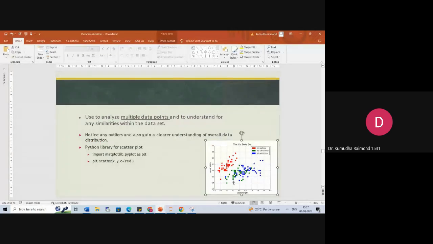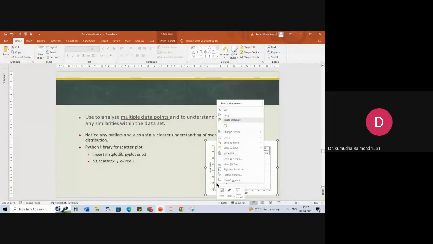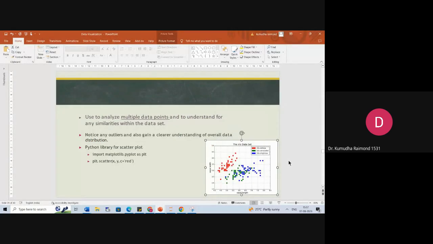For example, this particular plot talks about Iris setosa, Iris virginica, Iris versicolor. If you remember, there is an Iris data set. That Iris data set has 4 attributes: sepal length, sepal width, petal length, petal width. Based on these 4 values, the entire data can be divided into 3 labels: Iris setosa, Iris versicolor, Iris virginica. So that data set has been used here.